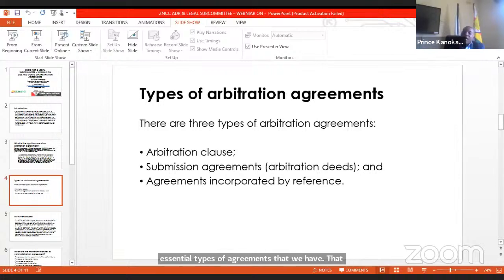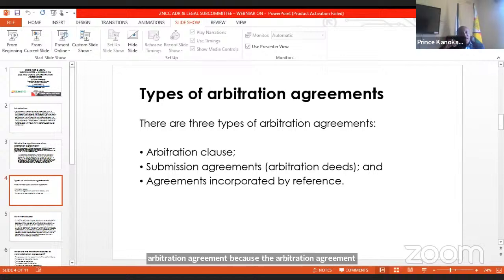The unique thing about the arbitration agreement is that it is a standalone agreement. So the most fascinating thing about an arbitration agreement is that it is a standalone agreement. So for instance, if a contract is found to be void or to be null, it does not necessarily or by implication nullify the arbitration agreement, because the arbitration agreement is considered to be separate.